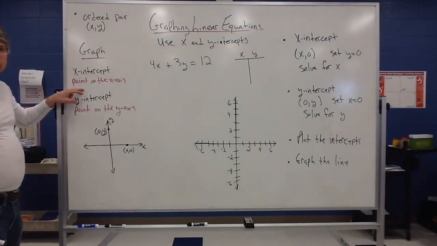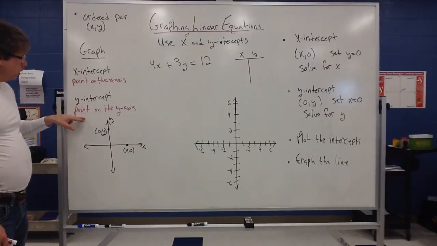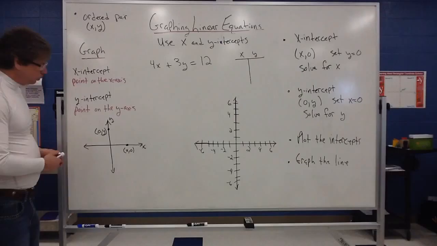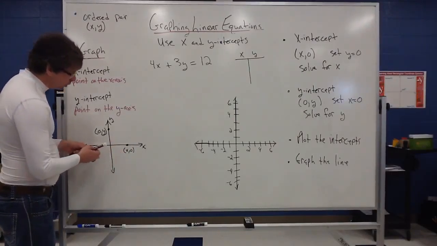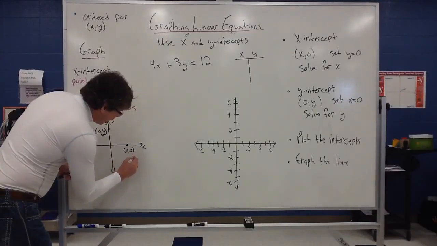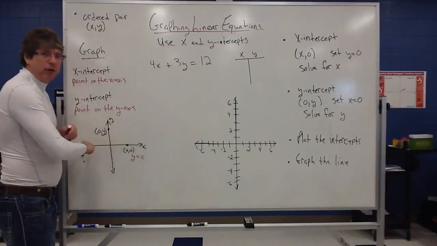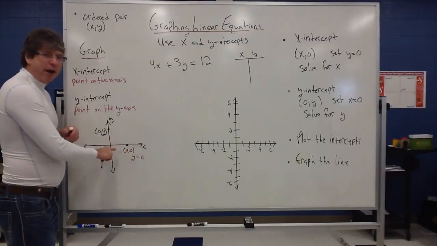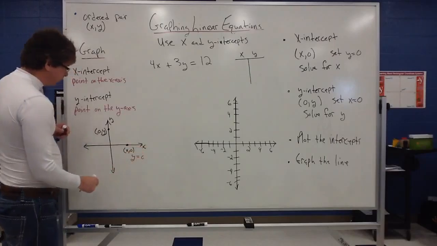x-intercept would be a point on the x-axis. The y-intercept would be a point on the y-axis. So one thing to pick up on is, if you're on the x-axis, notice that your y value has to be 0. You can move left and right, so your x value is unrestricted, but your y value is locked in. It has to equal 0 to be on the x-axis.